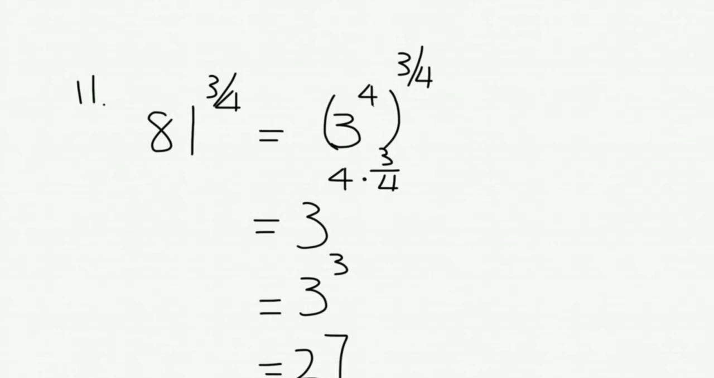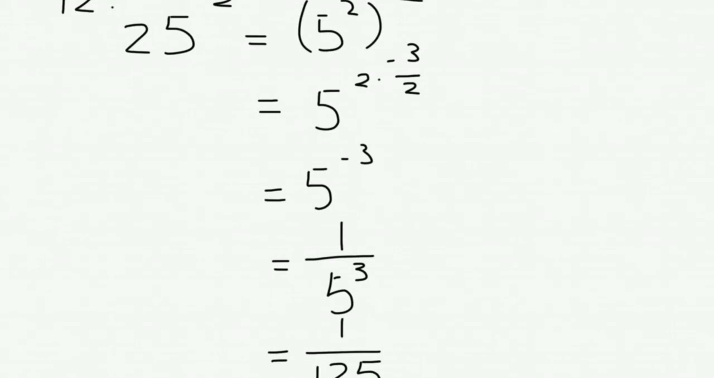Number 11, 81 raised to the 3/4 power. The biggest hint comes from the denominator. We do not like to work with fractions, so look for the clue, over 4. How do I rewrite 81 as something raised to the 4th power? I'm applying the power of a power property. 3 raised to the 4th power equals 81, so I'm rewriting 81 as 3 raised to the 4th power. Now, a number raised to a power, then raised to another power, I multiply the exponents. 4 times 3 divided by 4 is 12 divided by 4, that's 3. 3 raised to the 3rd power is 27.